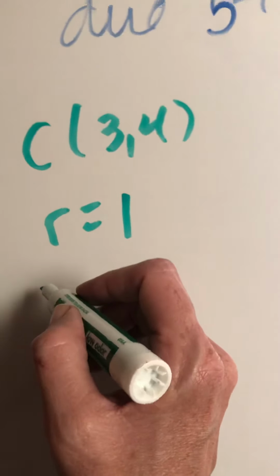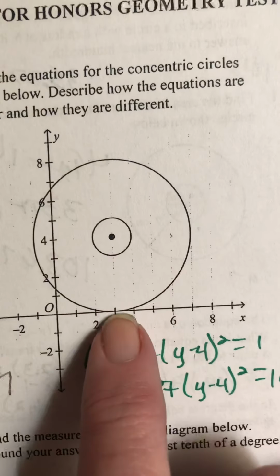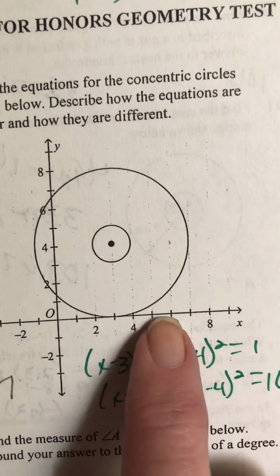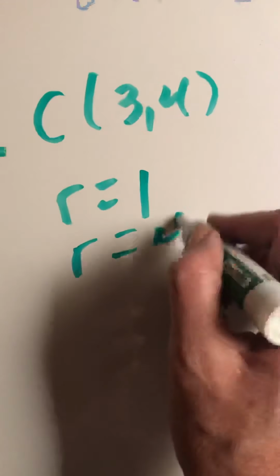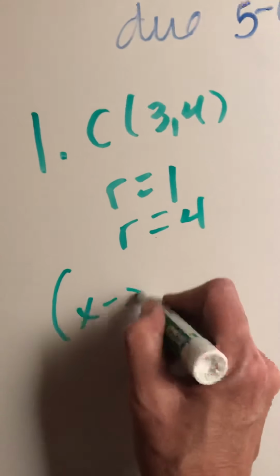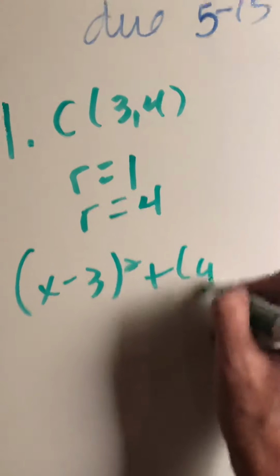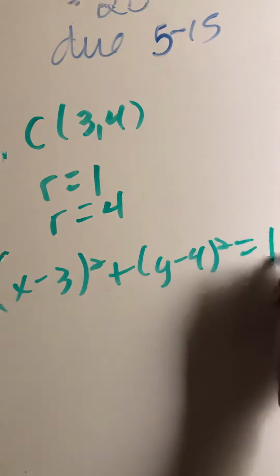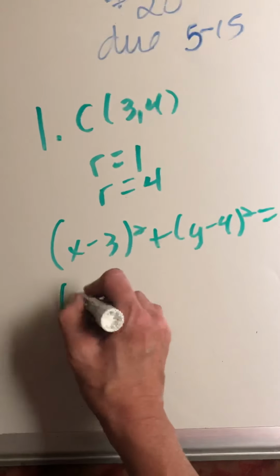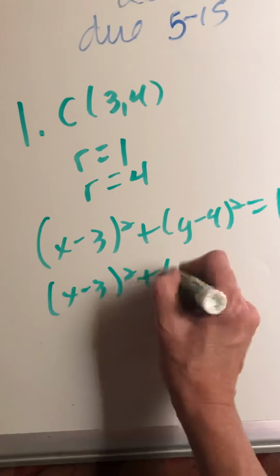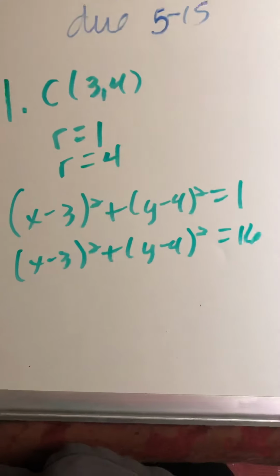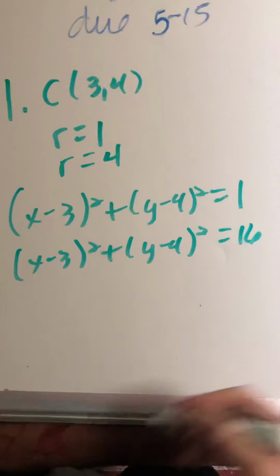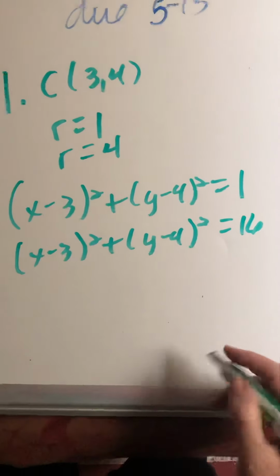And then the second one, if we count over, it looks like 1, 2, 3, 4, so its radius is 4. That means x minus 3 all squared, because I changed the signs, plus y minus 4 all squared equals 1, because 1 squared is 1. That's one of them. And then x minus 3 all squared plus y minus 4 all squared equals 16, because I square the 4 and get 16. So those are your concentric circles, and that's the way they work.